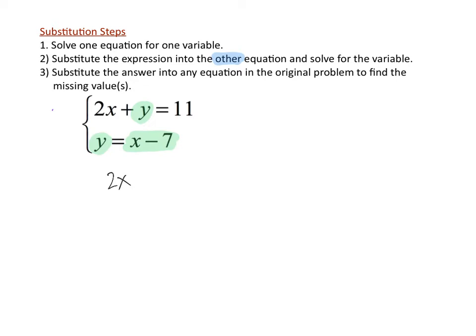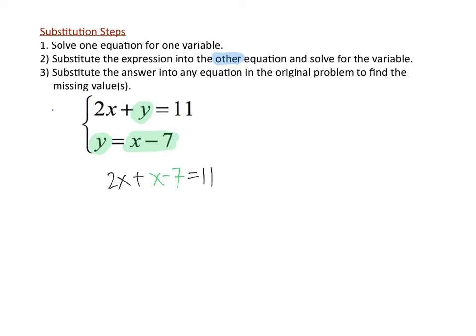So everything in my other equation stays the same. And then instead of writing y, I'm going to write what y is equal to, and it is equal to x minus 7. One little check I like to do. Do I have one variable or two variables? If I have two variables, that's a clue that I've done something wrong and I need to go back and try that step again. The only variable I have is x, so I'm going to keep on going.